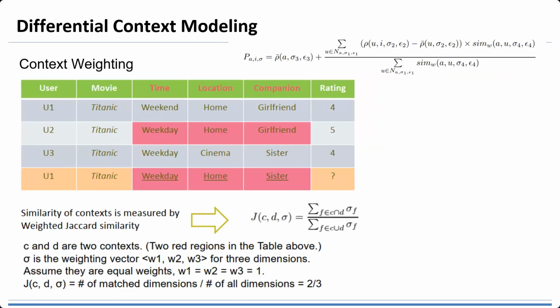In the context weighting, it is based on the similarity, given the context of the person or the user. For example, now I would like to find the similarity of context by using the weighted Jaccard similarity.